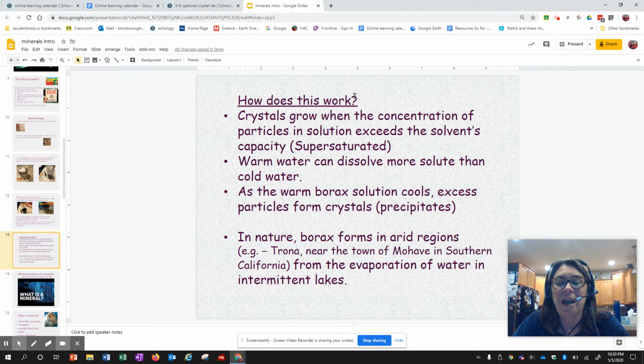So after something's supersaturated, as it starts to cool, the solids will precipitate out, which means that you have a liquid and then, poof, all of a sudden you have solids, which is kind of a neat thing. But that will happen. So as you're letting the solution cool, that borax will precipitate back out of the solution, and it will start to cling to the pipe cleaner, the yarn, whatever you have in it, and will form crystals.